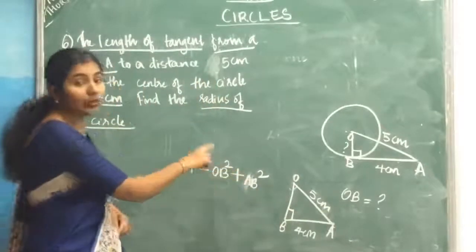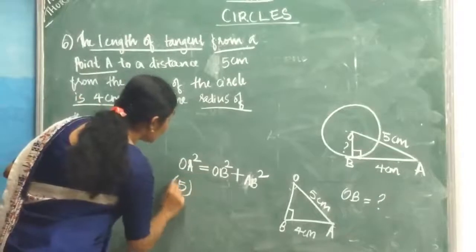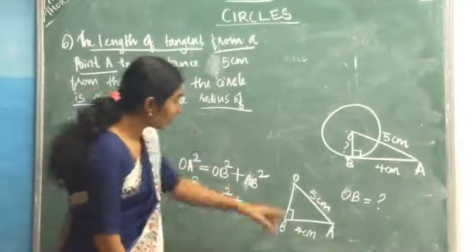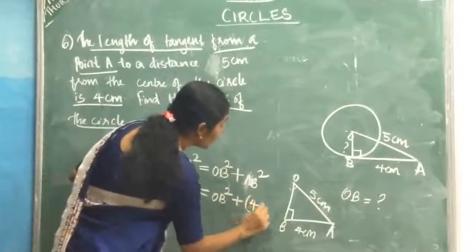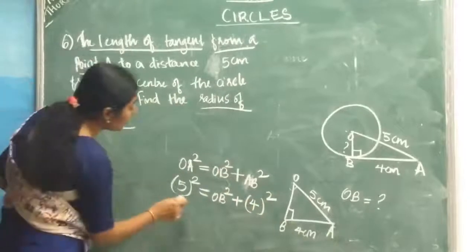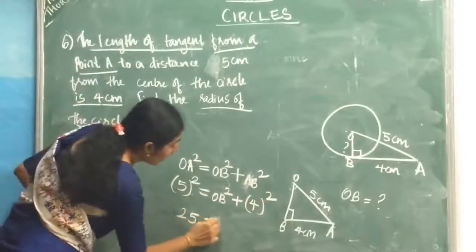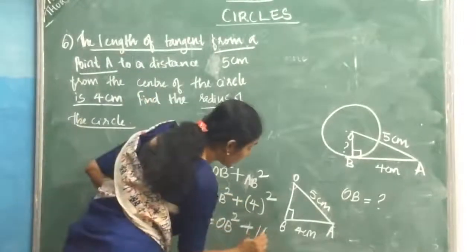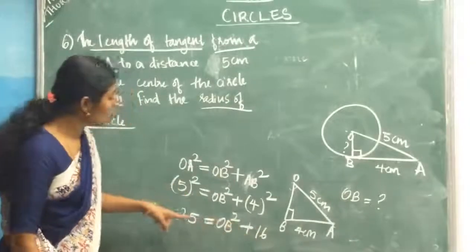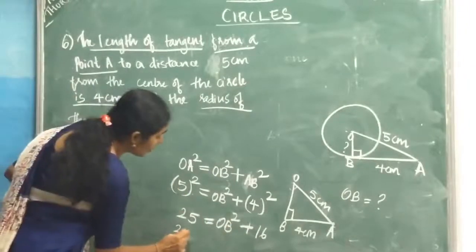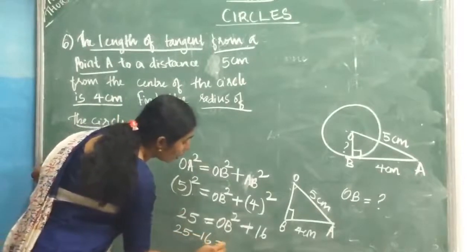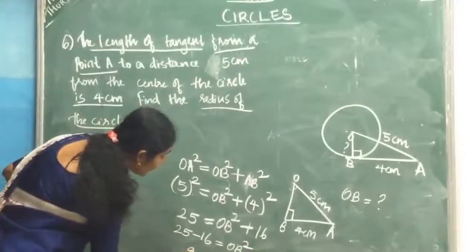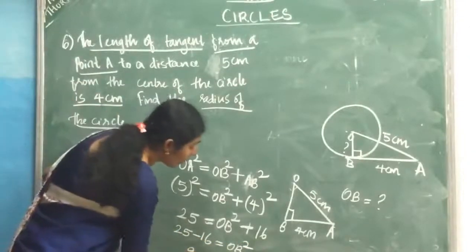What is OA? 5 centimeter. So OA square is 5 square, equal to OB square plus, substituting the value of AB, 4 square. What is 5 square? 5 fives are 25, equal to OB square plus 4 square. 4 square means 4 fours are 16. Now when you shift 16 to the left side, what will you get? 25 minus 16 equal to OB square. So you will get 9 equal to OB square.